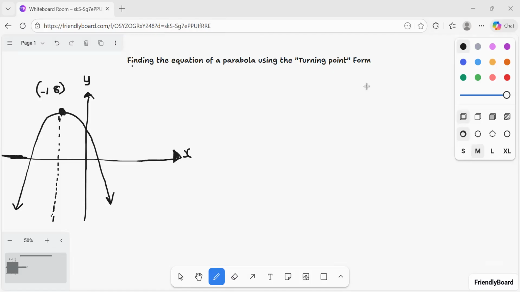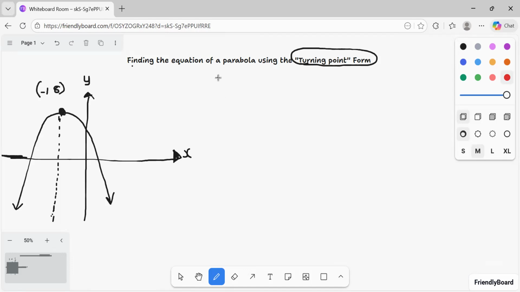All right. So we are going to look at finding the equation of a parabola using the turning point form. This is a form that we are going to be using. So what is the turning point form?